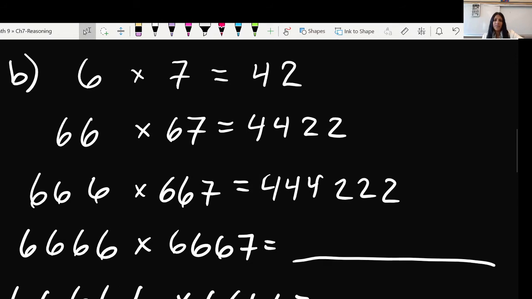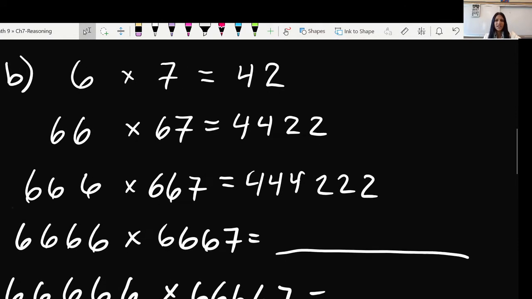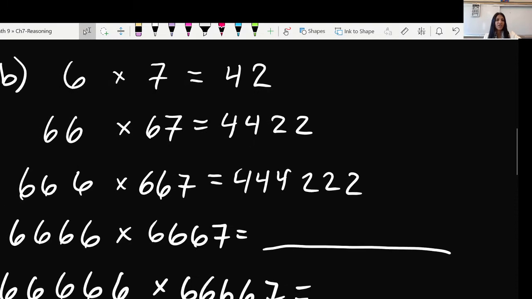On to the next one. I want you to take a look at this, pause your video, and see if you can notice the pattern and fill in the blanks based on that. And when you're ready, unpause it so that you can see me going through the solution with you. So similar to last time, let's draw our attention to the pattern. 6 times 7 equals 42. You knew that. 66 times 67, you probably didn't know this, but it's 4,422.